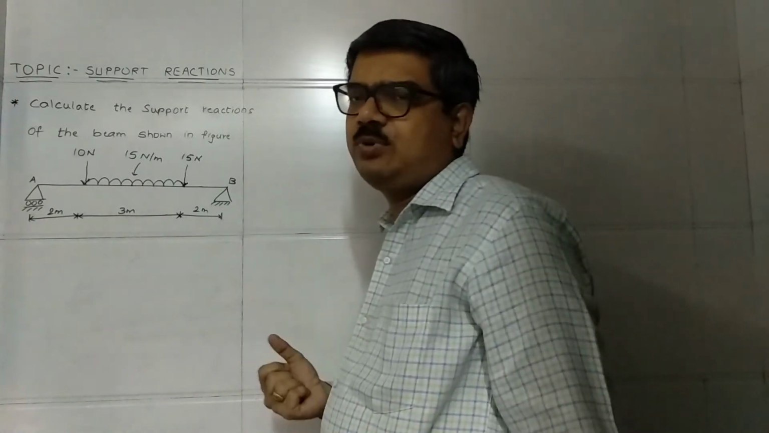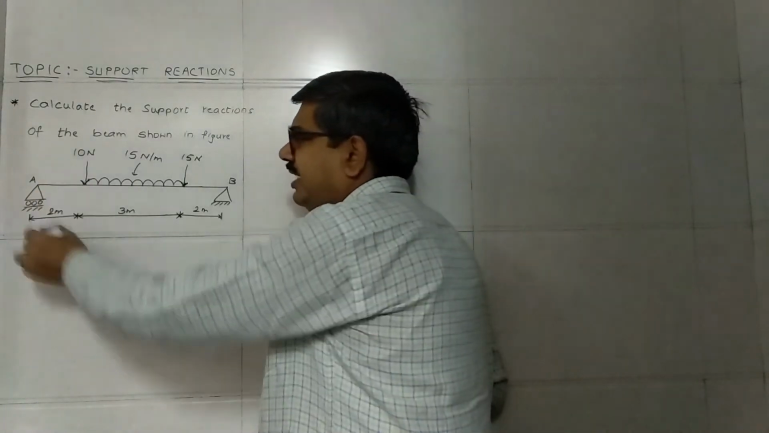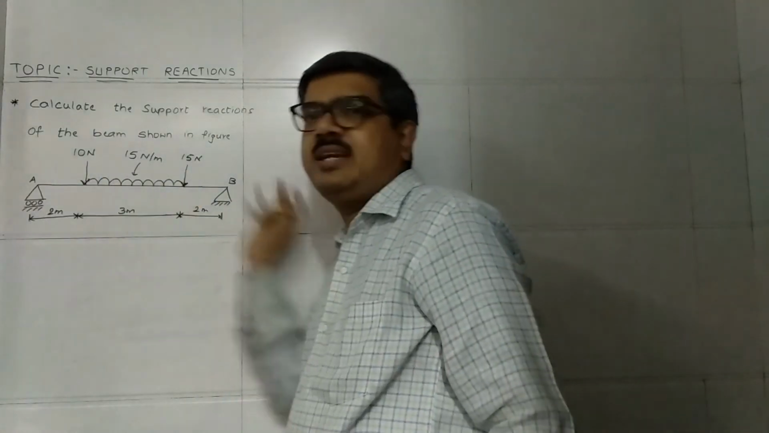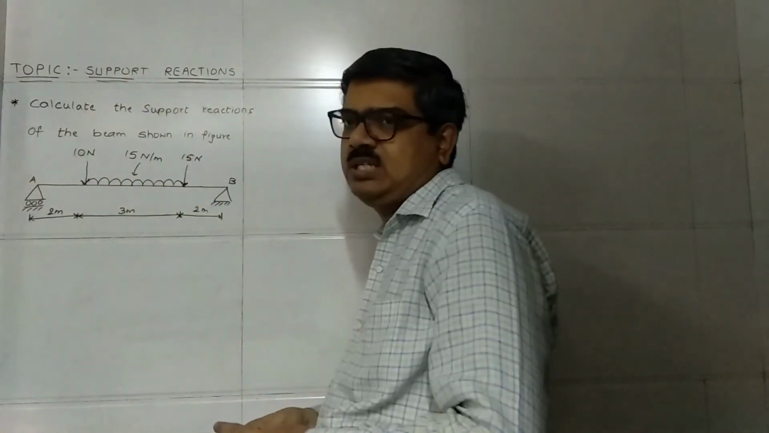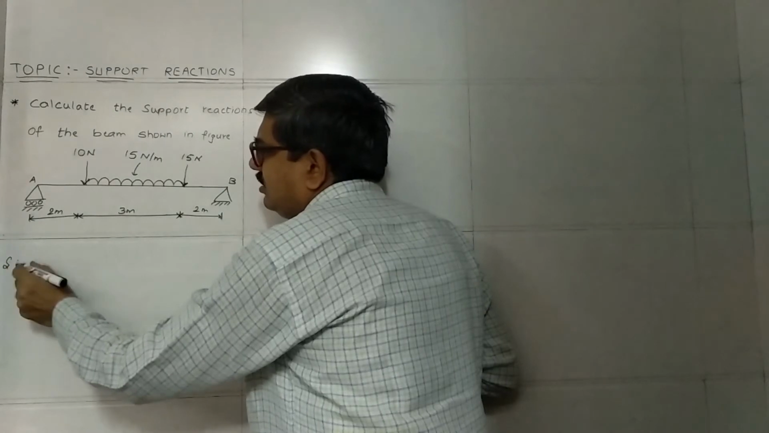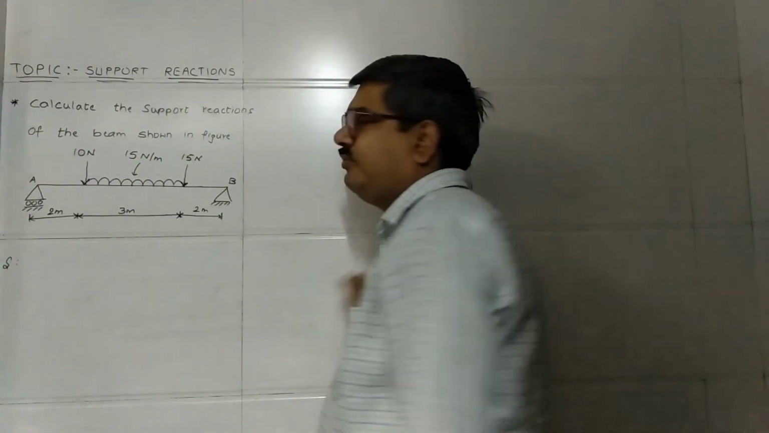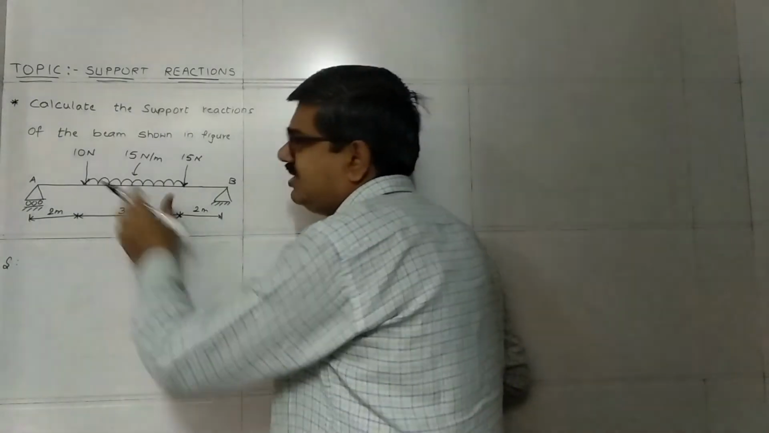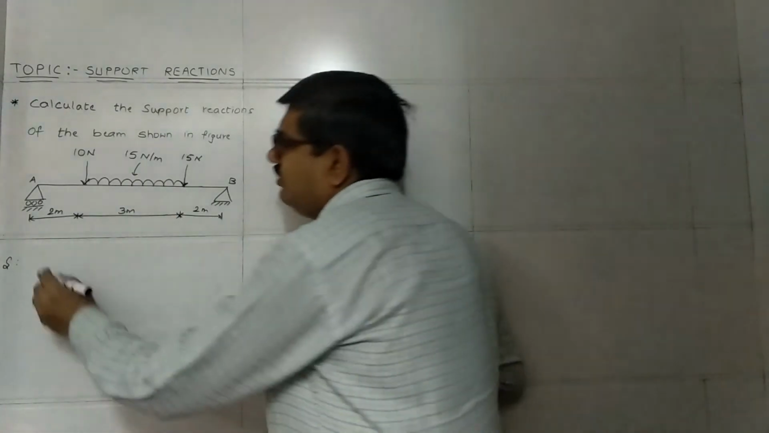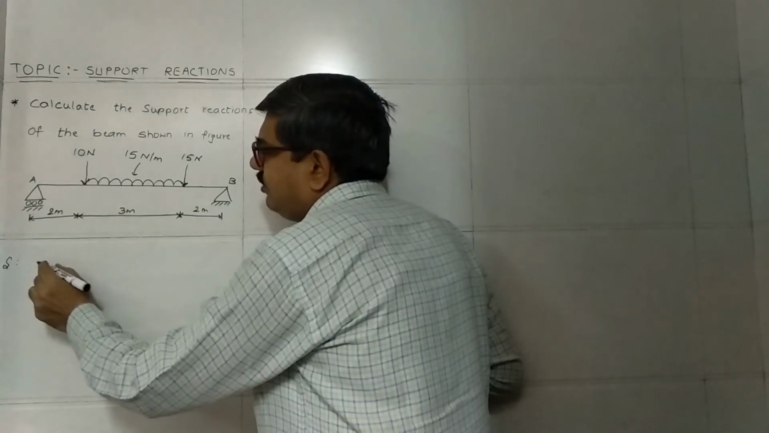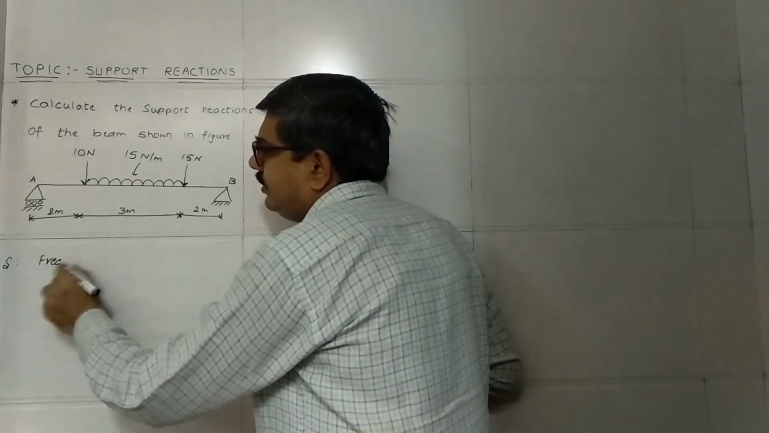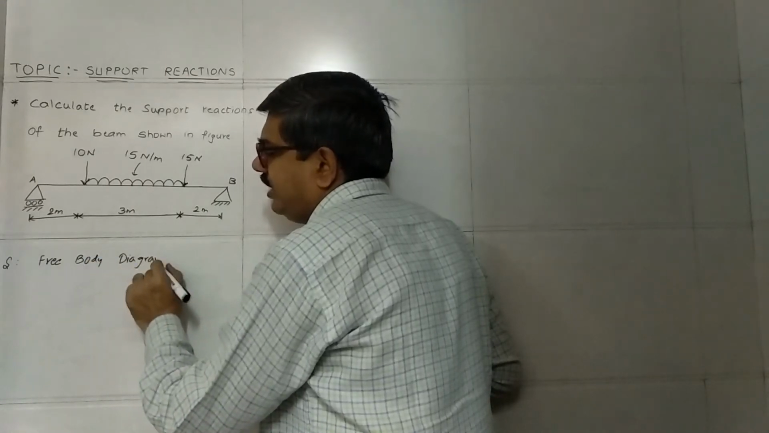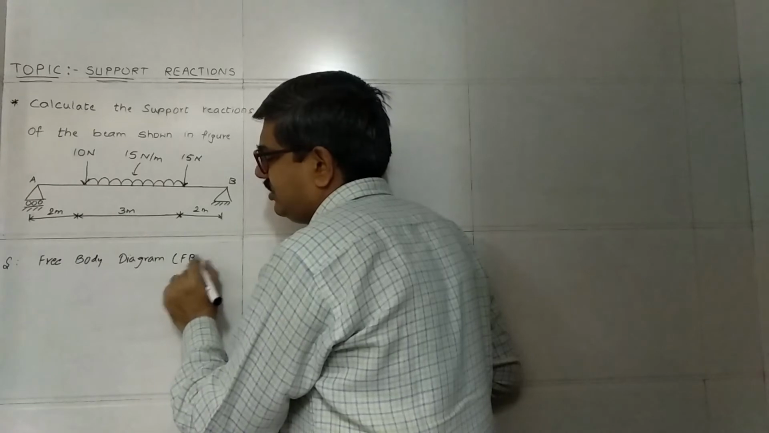How can we find the support reaction of this simply supported beam? The reactions which will act here at the end supports, that is A and B, you have to find them. So before starting the calculation part, what you have to do is draw the free body diagram of this given beam. What is the free body diagram? So let us draw the free body diagram.